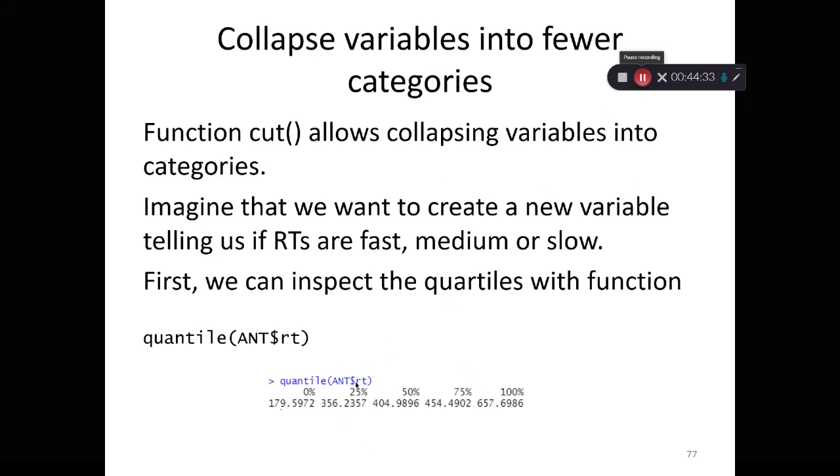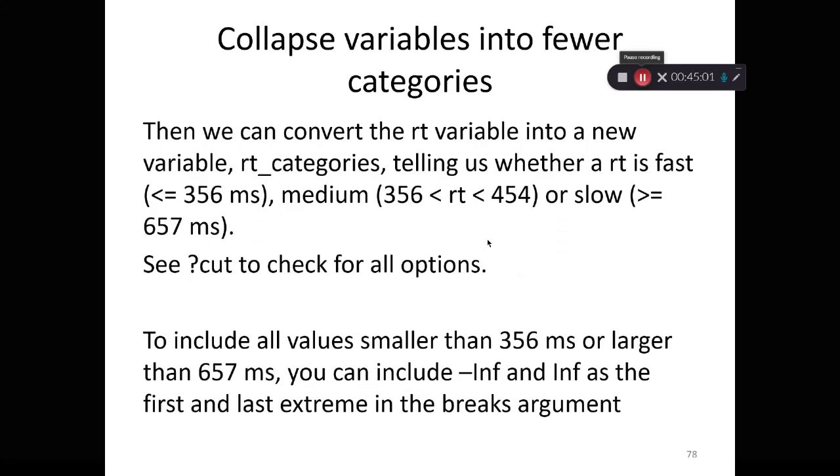So we arbitrarily define as fast all reaction times smaller than the 25th quantile, and medium all the reaction times between the 25th and the 75th percentile, and slow all the reaction times longer than the 75th percentile. How can we do that? Well, the function cut allows collapsing variables into categories. So, how can we use it?